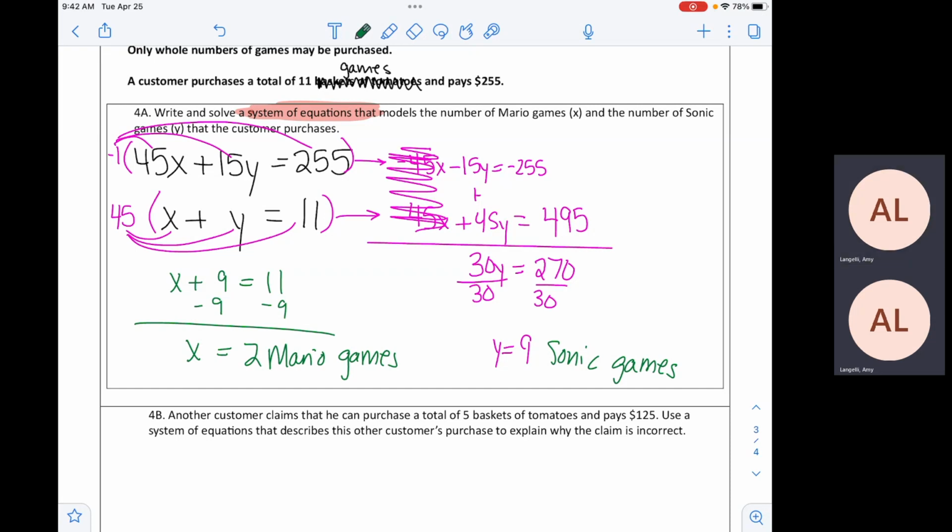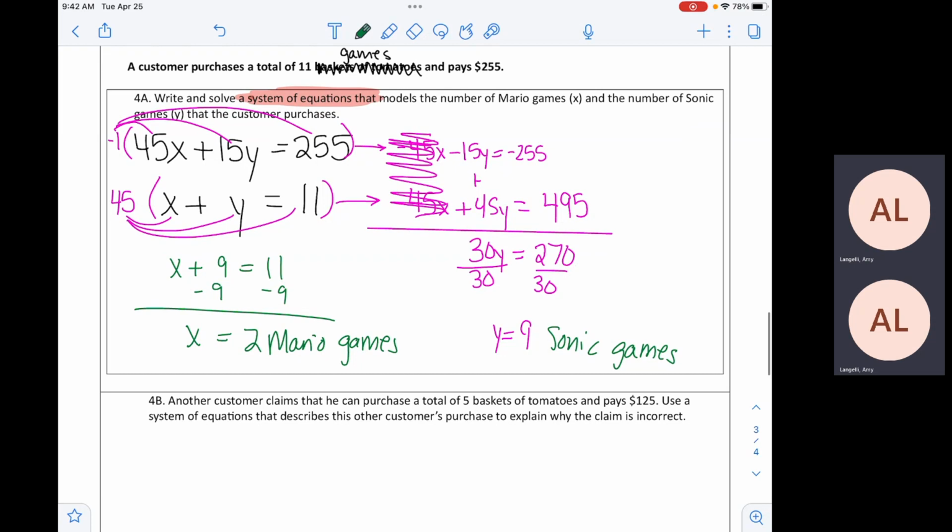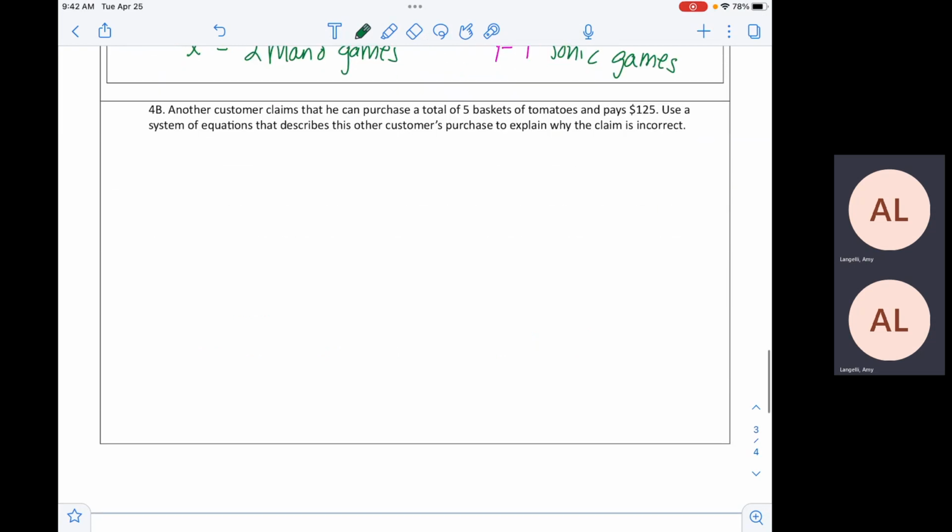All right, number 4B. Another customer claims that he can purchase 5 games and pay $125. Use a system to describe why they are incorrect. We need to prove why they are incorrect. What should I do first? Who can do the 5 games thing? Megan, you know how to do this. You're doing great. Can anybody do that part?